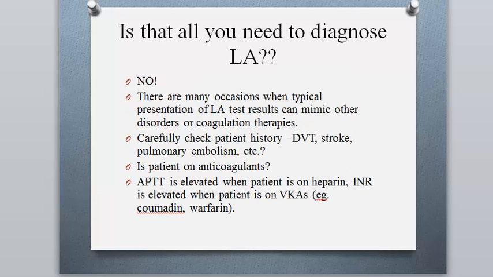Now, you would think, is that all you need to diagnose lupus anticoagulant? No. There are many occasions when the typical presentation of lupus anticoagulant test results can mimic other disorders or coagulation therapies. So we have to carefully check the patient history and see what was the reason for the patient's hospitalization, whether it's deep vein thrombosis, stroke, or pulmonary embolism, and that gives us the idea that the patient is undergoing some sort of thrombus formation.